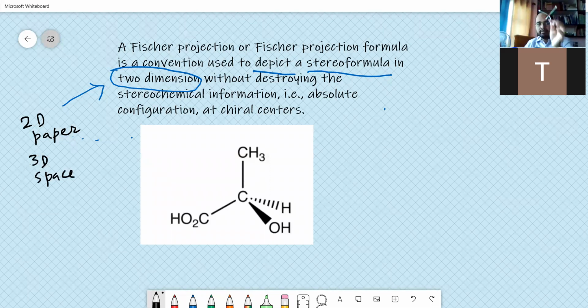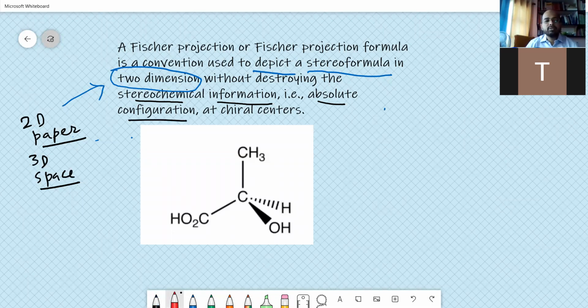That is it, 3D. You can see that on the screen you can only see the two-dimensional page-like thing, but off the screen you can see the orientation. One is facing away, the other one is facing towards you. Okay, without destroying the stereochemical information.